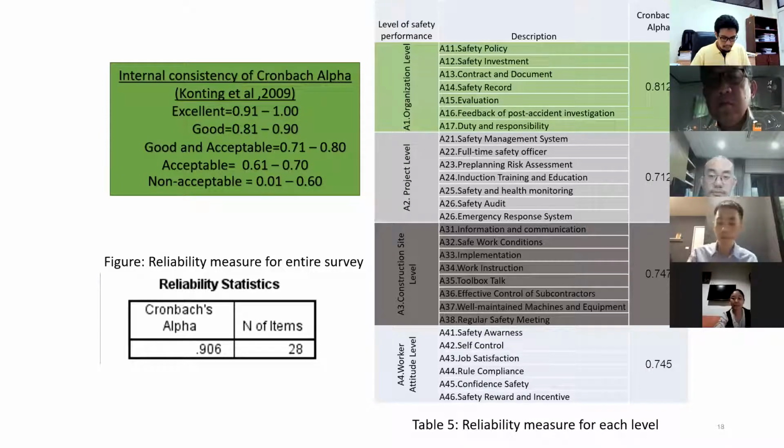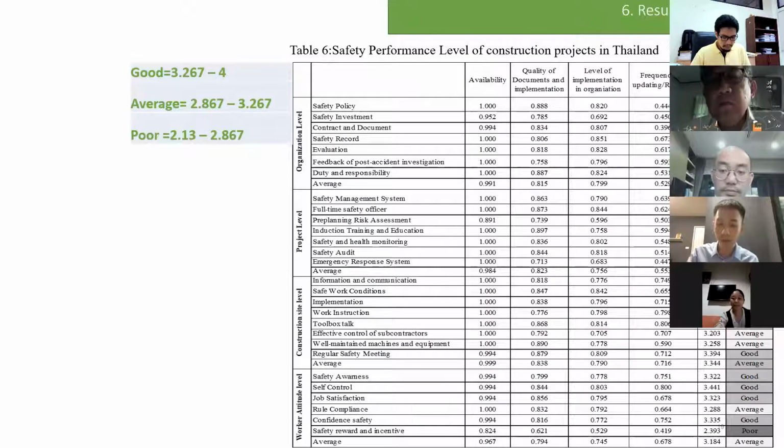So we can continue to the safety performance of the construction. Here you can see that for the general construction project, at the organization level, we found that safety record and evaluation is in a good performance, while the rest are in an average performance.